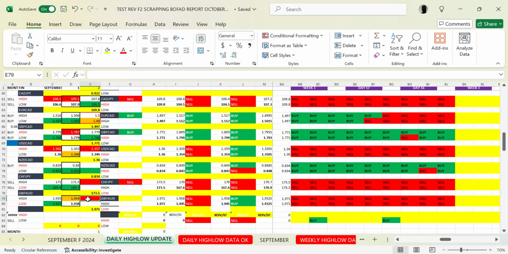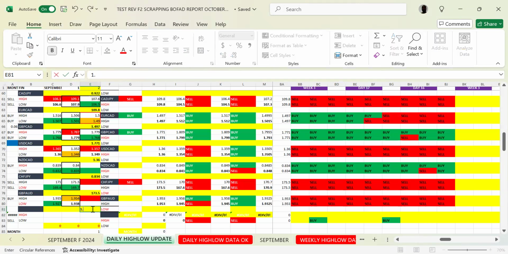So the last product here is GBP AUD. For GBP AUD, so far we have three moves. The first move is 1.953. At 1.953, the market is telling us to sell.